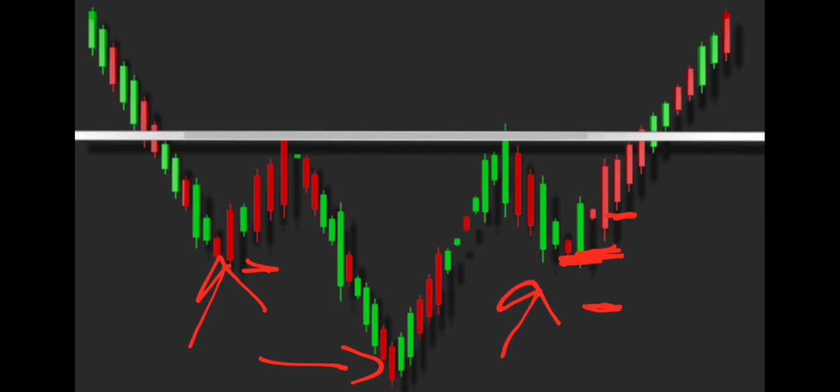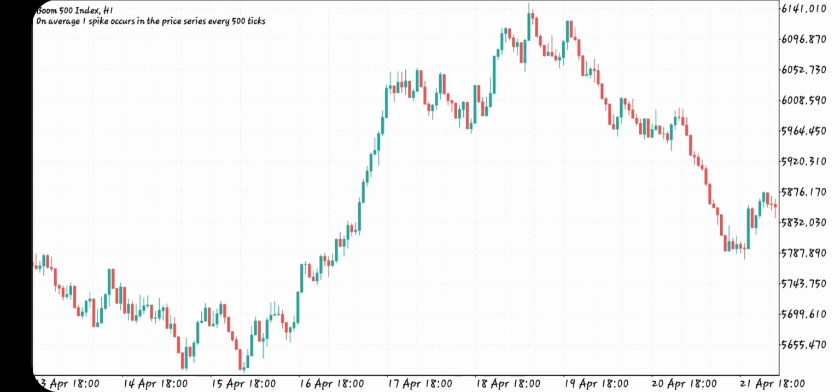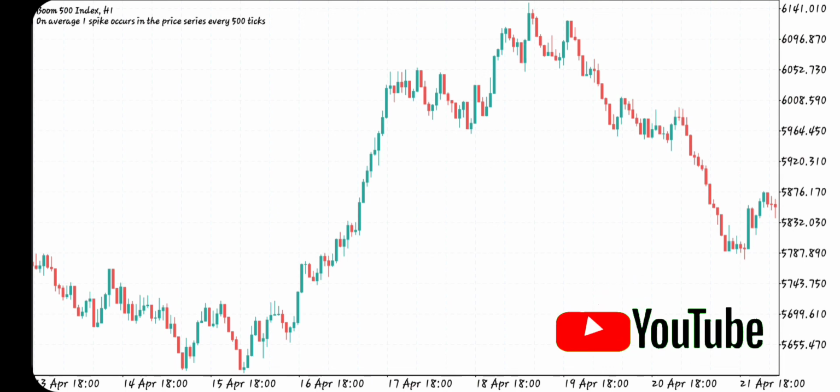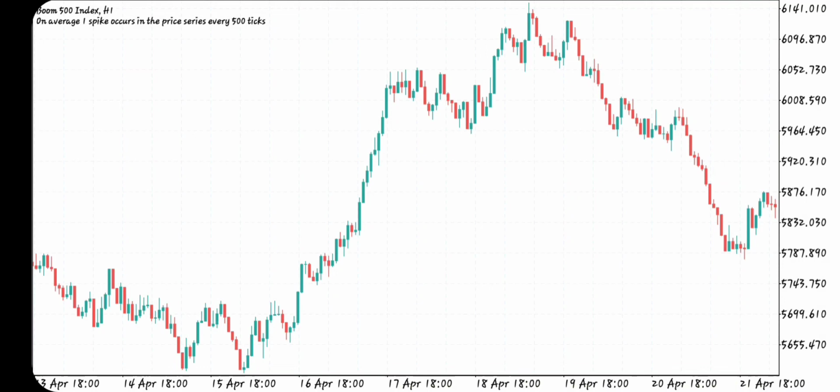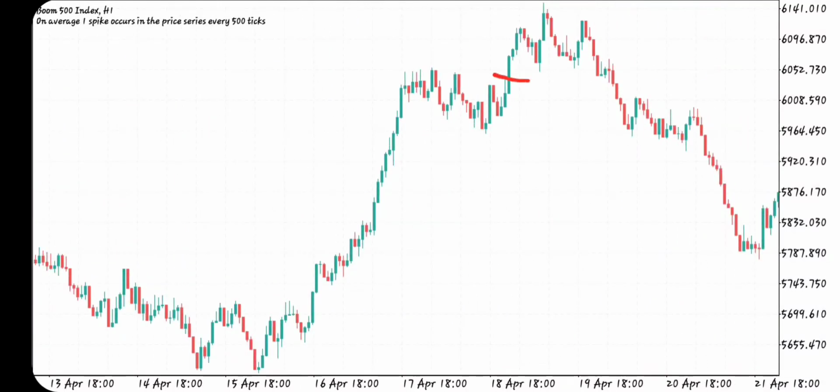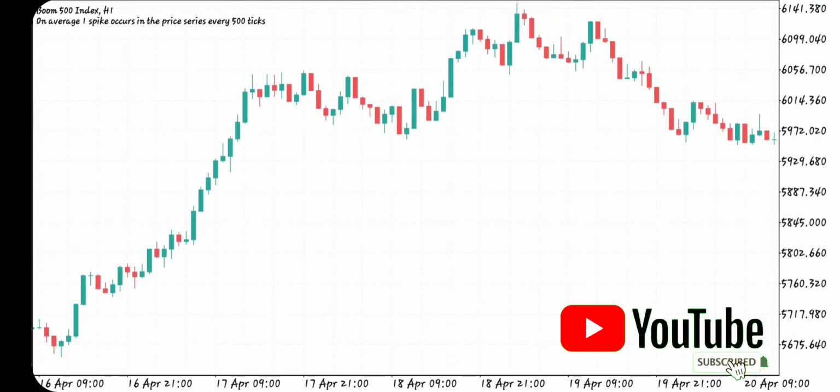So guys, let's now go to our charts and see how head and shoulders are formed on our chart. Now let's go. Welcome back, guys. So I was able to locate a very good example of a head and shoulders pattern on Boom 500 indices. You can see, look closely at this area. You can see that we have a very good example of a head and shoulders chart pattern. Let me zoom in so we can see very clearly.